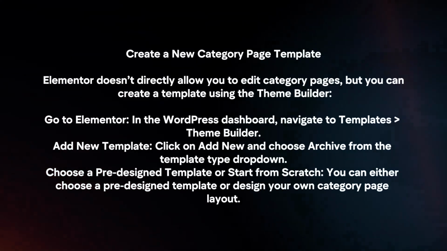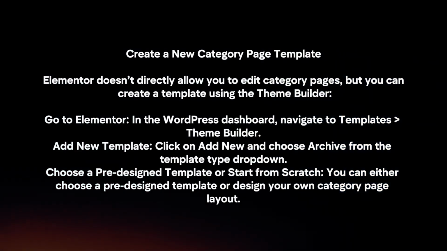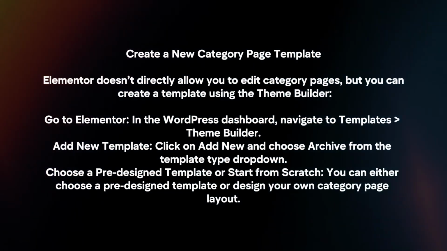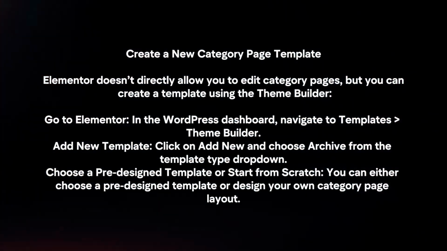Go to Elementor. In the WordPress dashboard, navigate to Templates, Theme Builder. Add new template. Click on Add New and choose Archive from the template type dropdown.